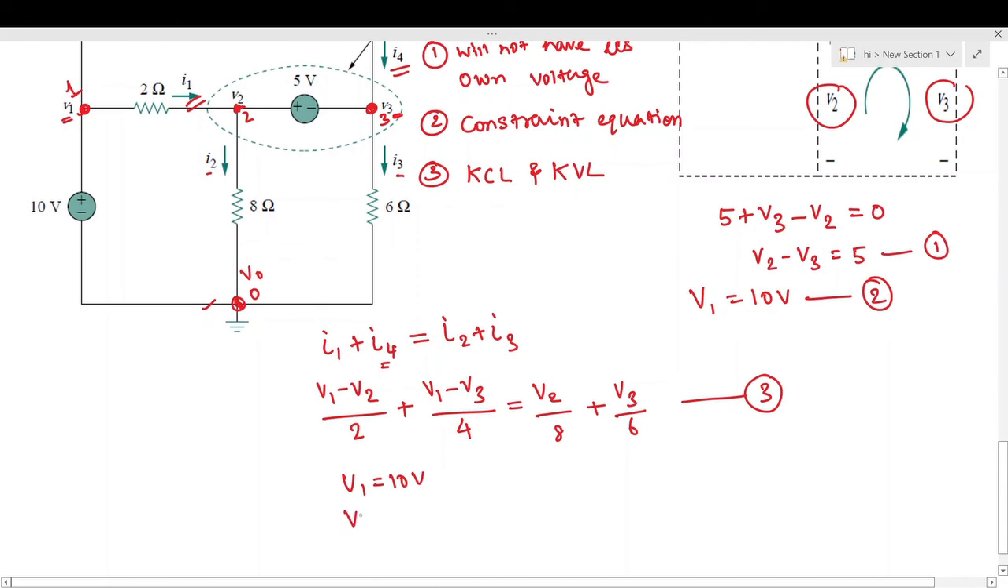Now on solving this equation, we will find V1 is equal to 10 volt, we know it, and V2 is equal to 9.2 volt, and V3 is equal to 4.2 volt. So we will find out these values. Kindly work it out and check the results.